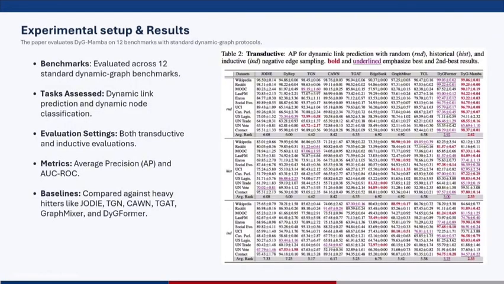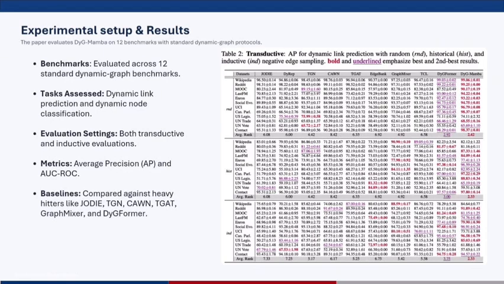For the experiments, they used 12 standard dynamic graph benchmarks using the standard DyG-Lib, which is a dynamic graph representation learning framework. The datasets are across different domains, from social networks to financial systems, and the tasks assessed are dynamic link prediction and dynamic node classification. The evaluation metrics are average precision and area under the curve, evaluated based on both transductive and inductive settings.